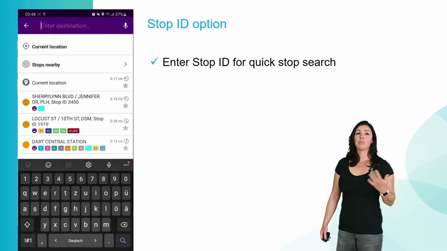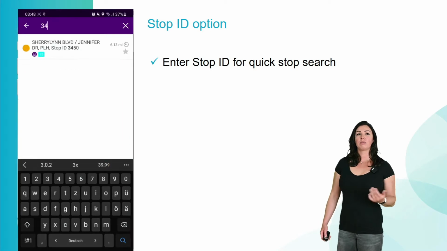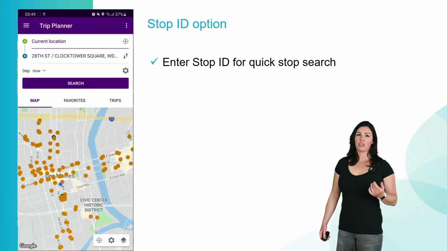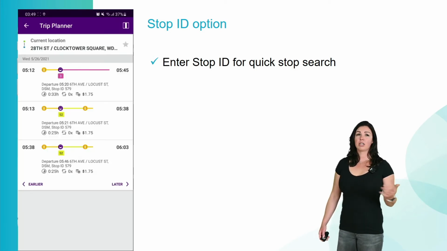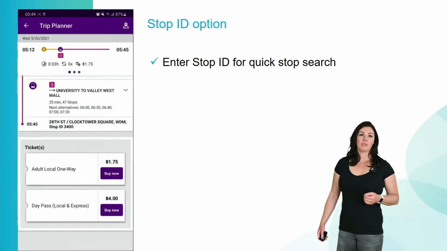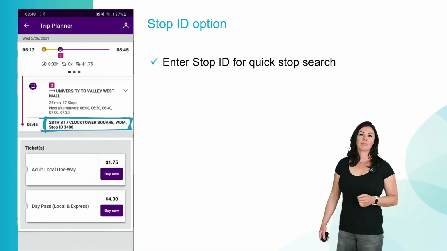We can simply enter a stop ID number, 3400 in this case, and we'll see that the Trip Planner is able to find that stop ID and suggest it to the user. From here, a user can simply plan the trip, and they'll know that all of the different trip results that they get have the stop ID at the end, and the stop is correct.